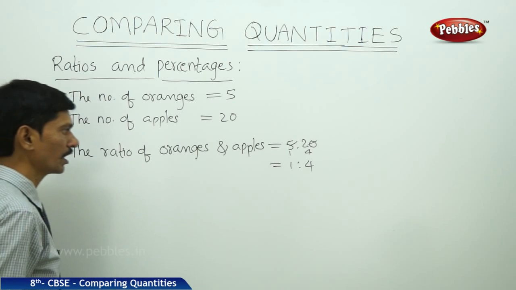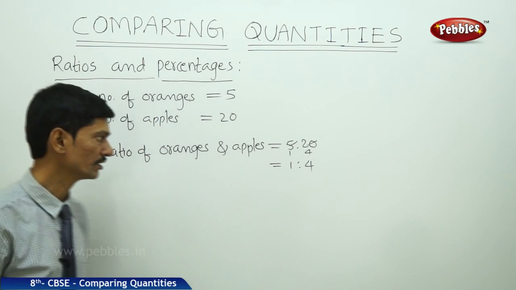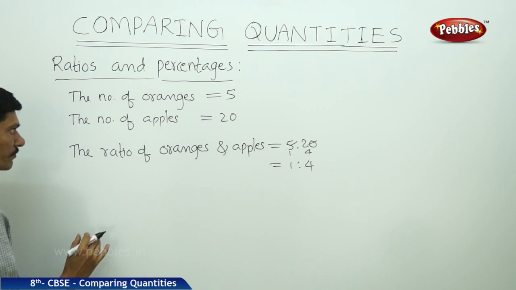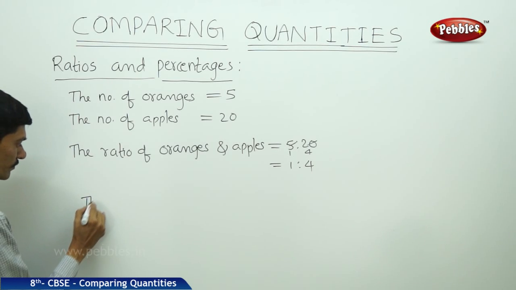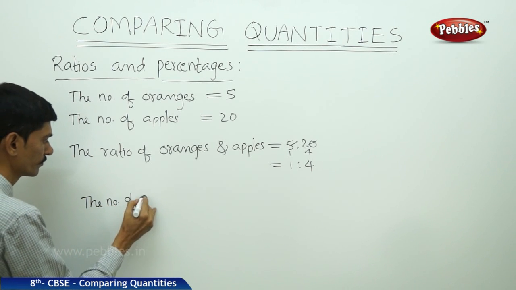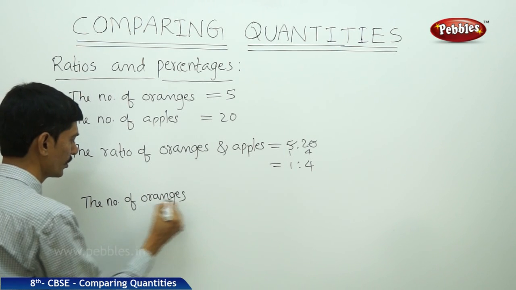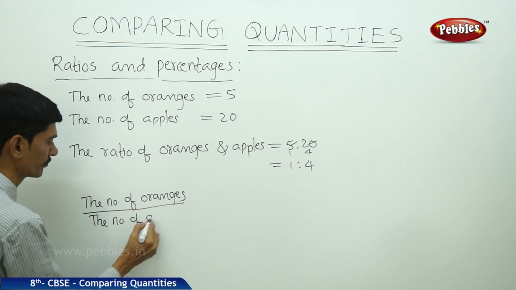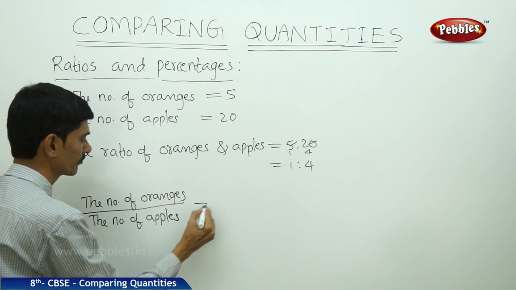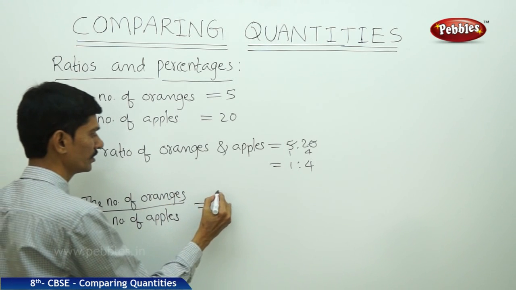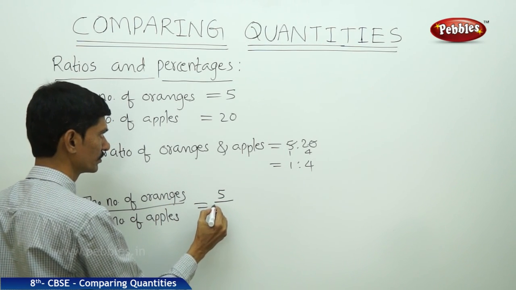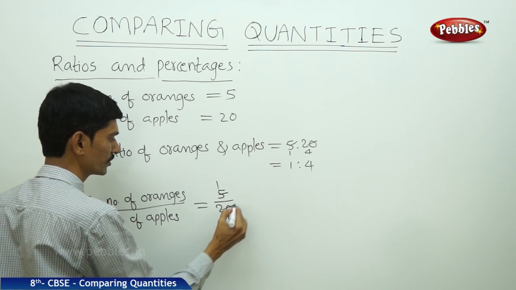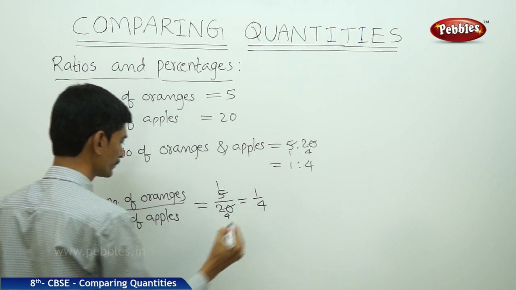Now the ratio can also be compared by using fraction. So if you want to find the fraction of the number of oranges and the number of apples, we can find the number of oranges by the number of apples equals, the number of oranges is 5 by the number of apples is 20. So we can cancel, 5 1s are 5 and 5 4s are 20. So this equals 1/4.